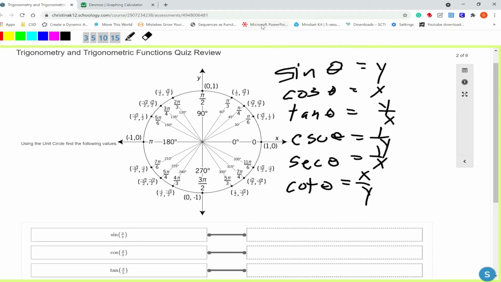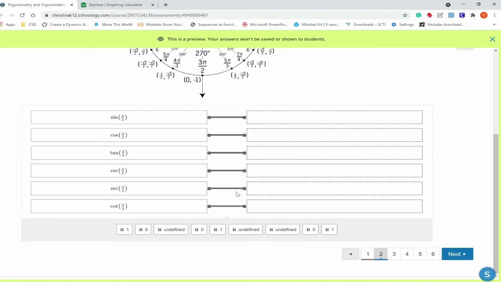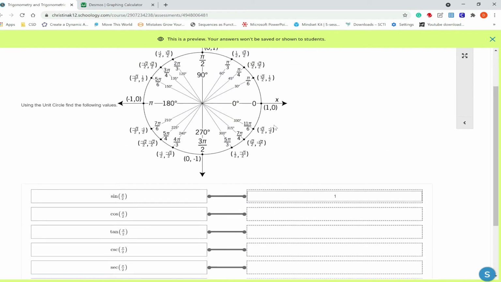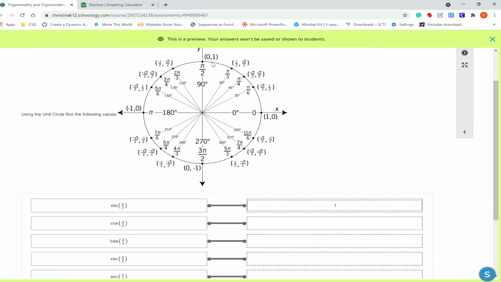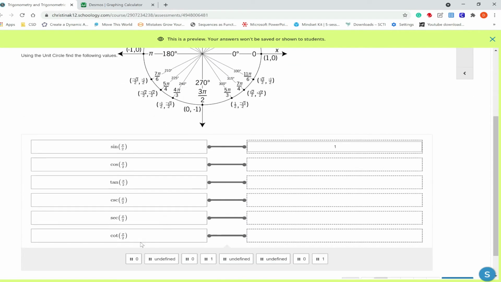So we find pi over 2 on the unit circle, and the point is 0 and 1. So the y value is going to be 1. So sine of pi over 2 has to be 1. So we're going to come over here and drag the 1 in. The cosine is the x value, so that's just going to be 0.